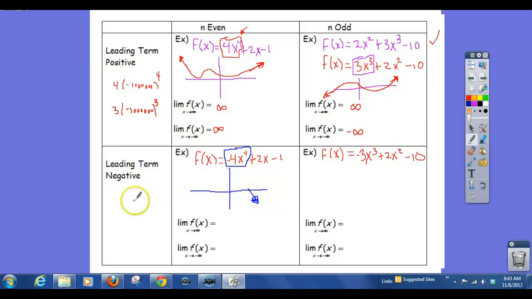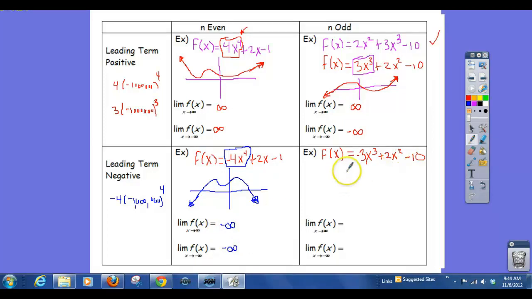On the other hand, if you plug in negative 4 times negative a million to the fourth, this is a really big positive number times a negative, which makes it a really big negative number. Okay, so even degree functions, and I'm sure you've noticed this in class, tend to have end behaviors that are the same. So that justifies these answers.